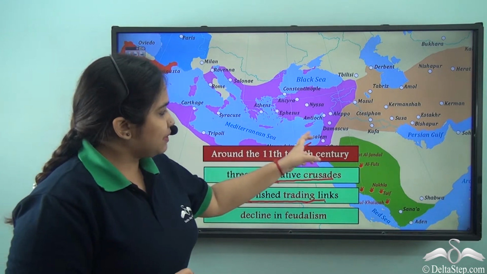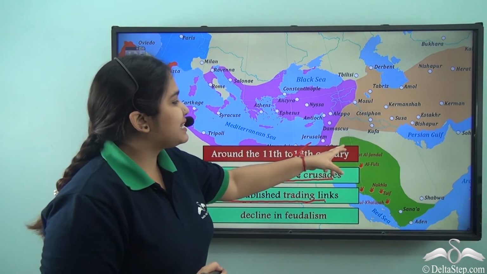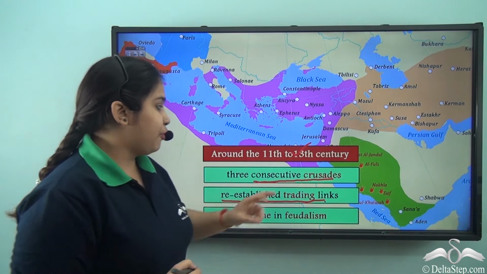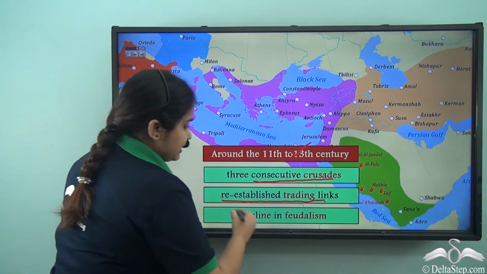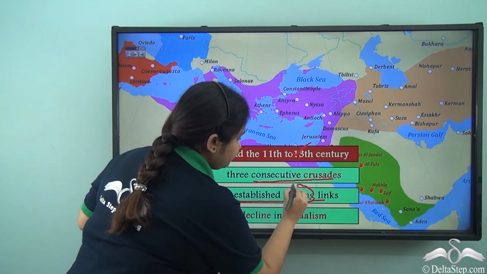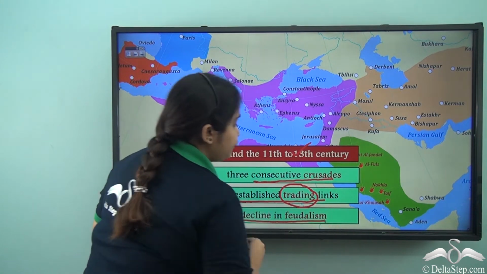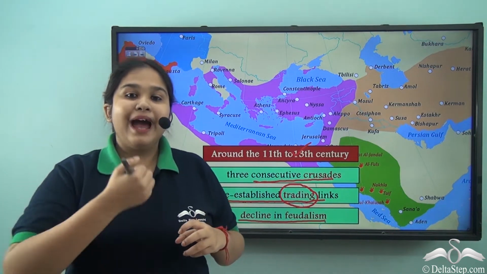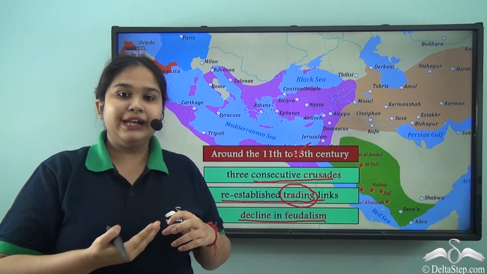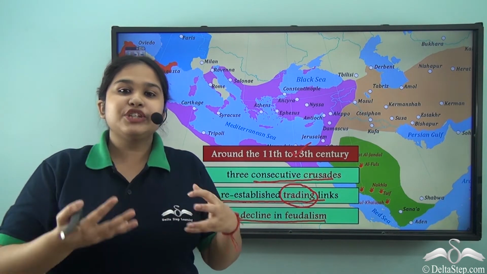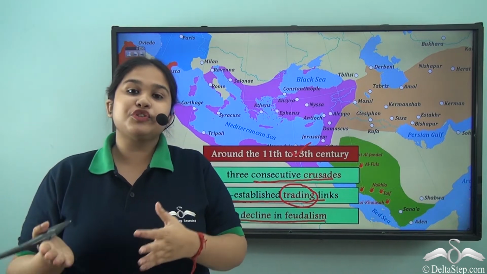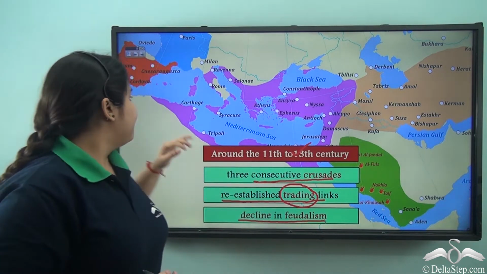So as soon as the crusades took place, this route was opened up for trade again, and this very factor, trading, caused the decline in feudalism, because now from agriculture, from land being the primary place of occupation, the focus was shifting to trading.